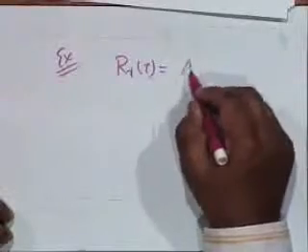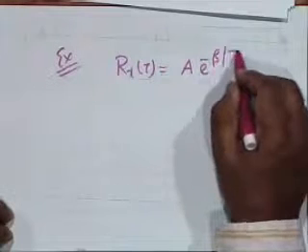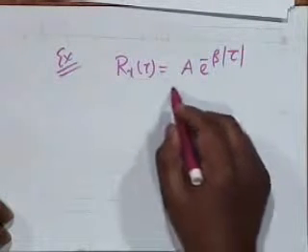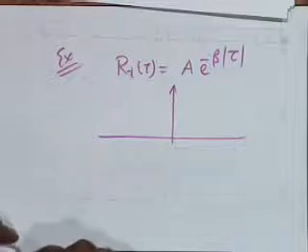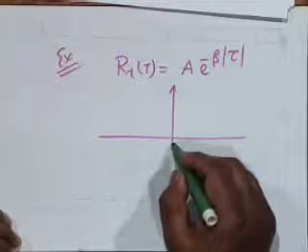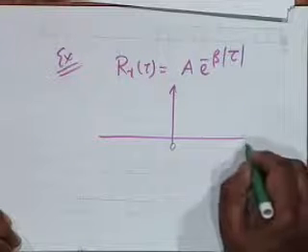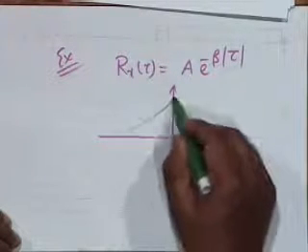Let's take a few simple examples. One is that if Rx of tau, well, these are usual examples that one takes, is let's say a e to the power minus beta mod tau, which means that the plot of Rx of tau at tau equal to 0 shall be discontinuous. Okay, this is tau, it shall be discontinuous like this.